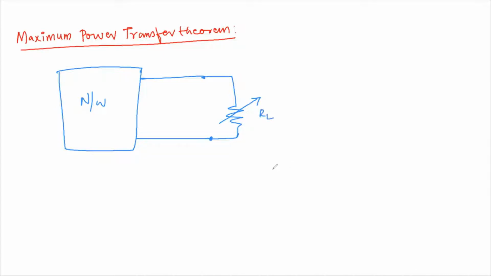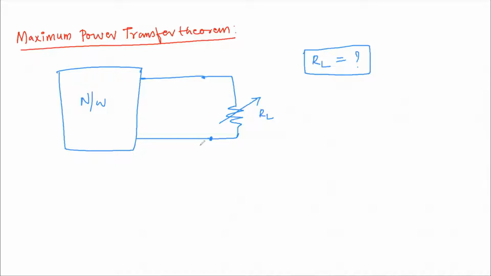Now, if my aim is to transfer maximum power from the network to the load, what must be my RL value? The total internal resistance. What is total internal resistance? That network resistance total. Yes, that is right. So what must be the RL value is my question.